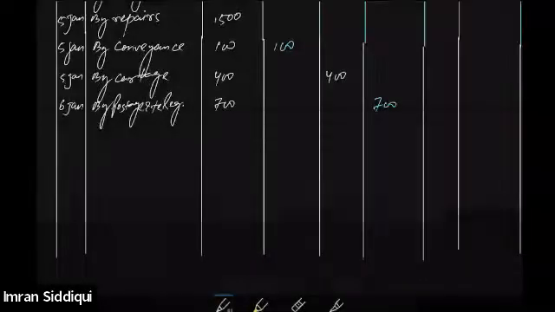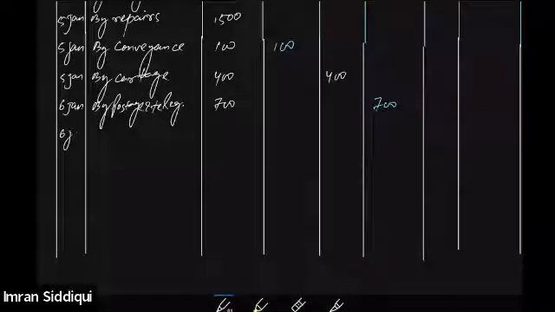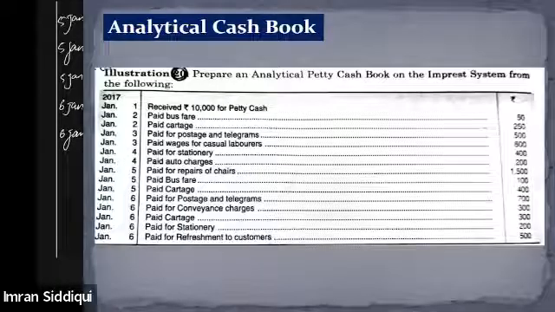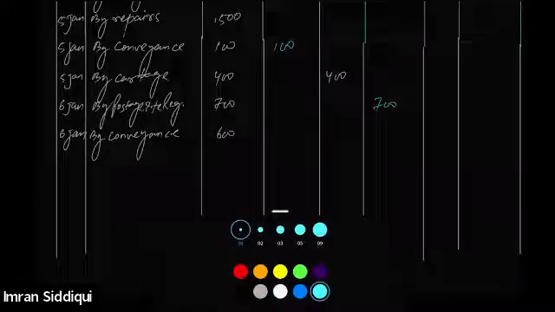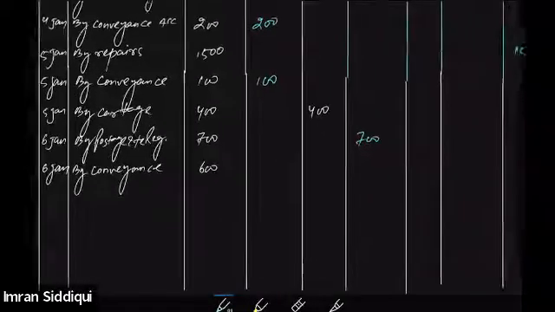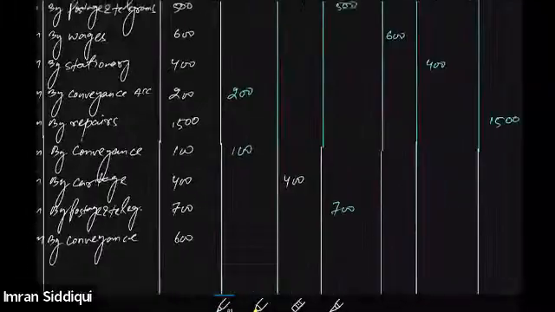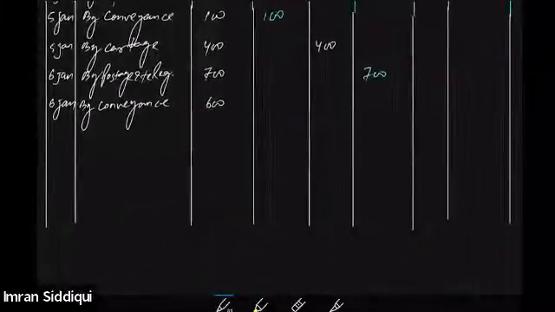Then again on 6th of January, paid for conveyance charge, 300. By conveyance charge, 600. And conveyance charge, the first column is for the conveyance charge, 600.